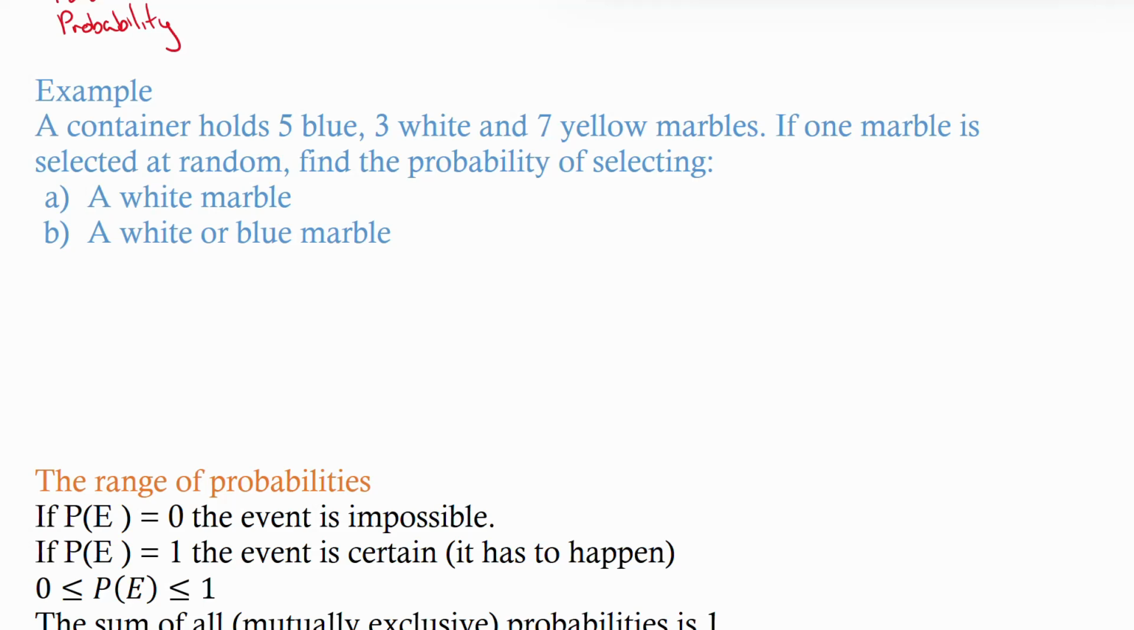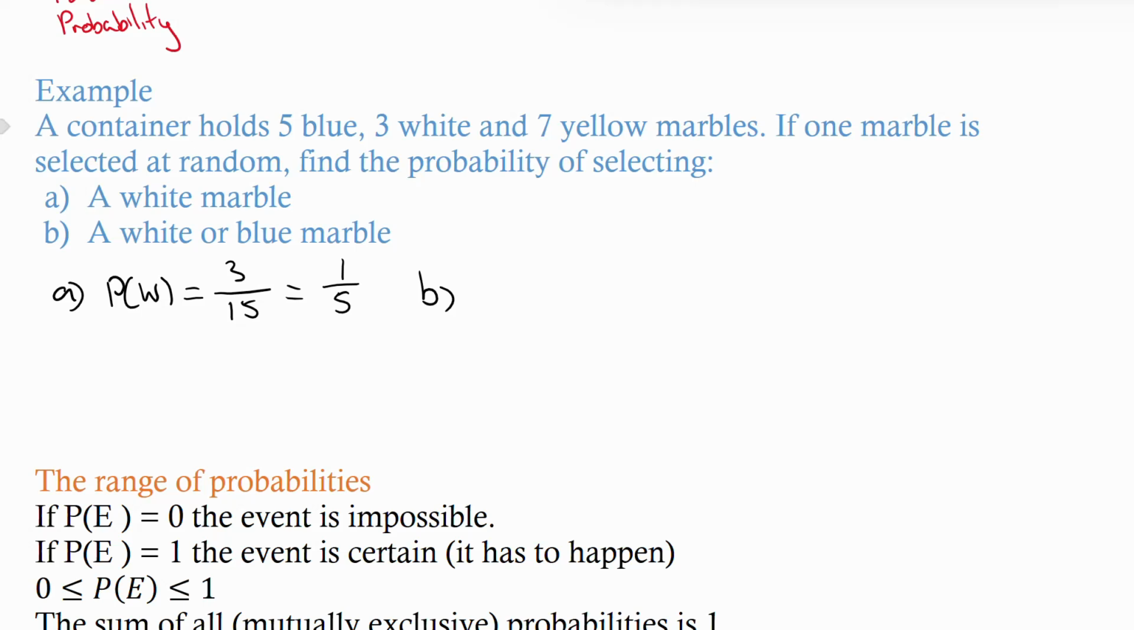So this is pretty straightforward. For A, the probability of getting the white marble will be 3 over 15, so 1 over 5. Now, B is a little bit different. Find the probability of a white or blue marble. So this is where adding the probabilities up for mutually exclusive events kind of comes in.